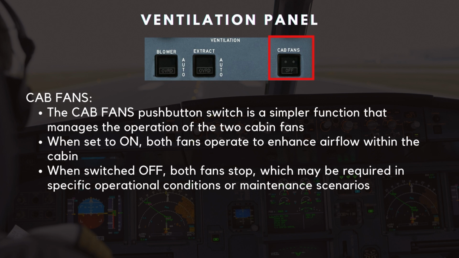The cabin fan's push-button switch is a simpler function that manages the operation of the two cabin fans. When set to on, both fans operate to enhance airflow within the cabin. When switched off, both fans stop, which may be required in specific operational conditions or maintenance scenarios.